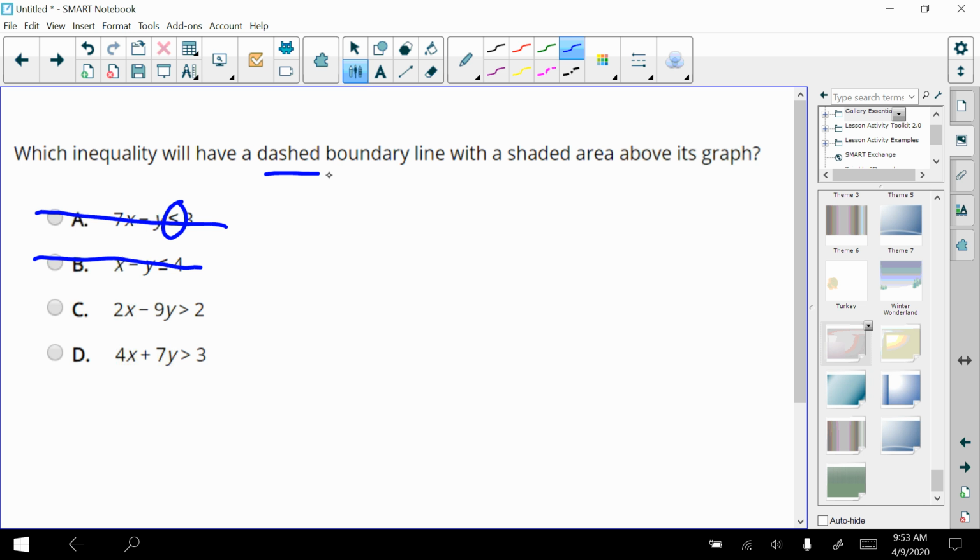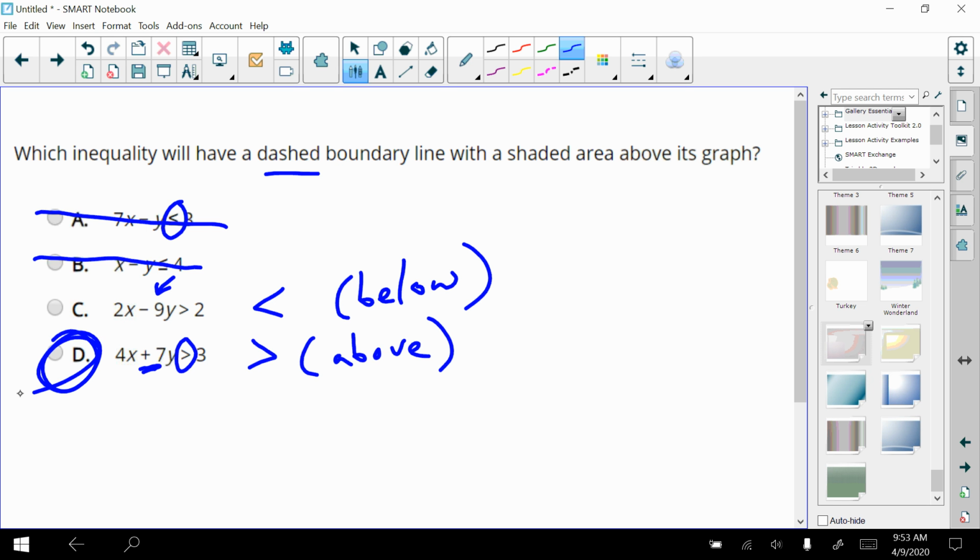Now, when I look at C and D, let's talk about what happens when we move things. If I move this 2x to the other side, it's not going to impact the inequality symbol. So I don't care too much about the x term, but if I look at the y, I'm eventually going to have to divide by a -9. When I divide by a negative, it flips the inequality symbol. So what that means is it's ultimately going to be a less than. Less than means below. If I look here in part D, the 7's positive. When I divide a 7 over to the other side, it's going to remain the same symbol. So it'll be the greater than, and greater means above. So that's why D is going to be my answer in this case.